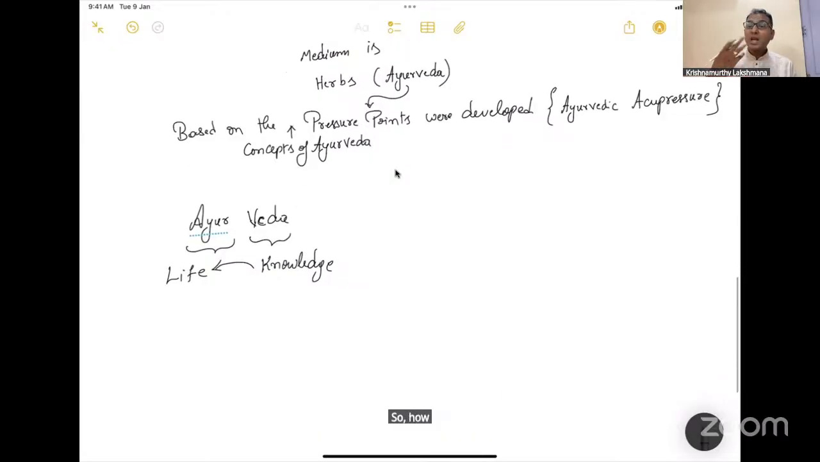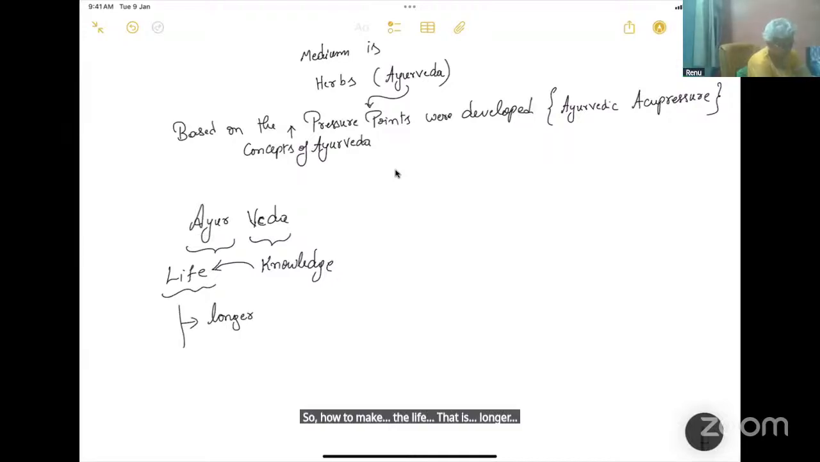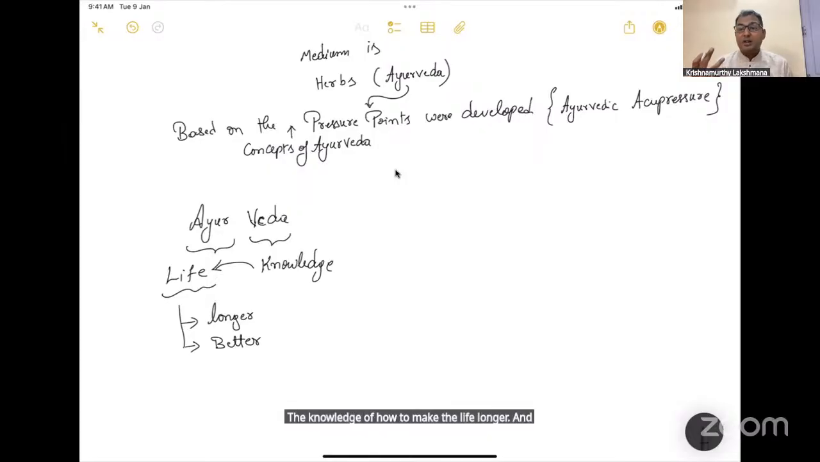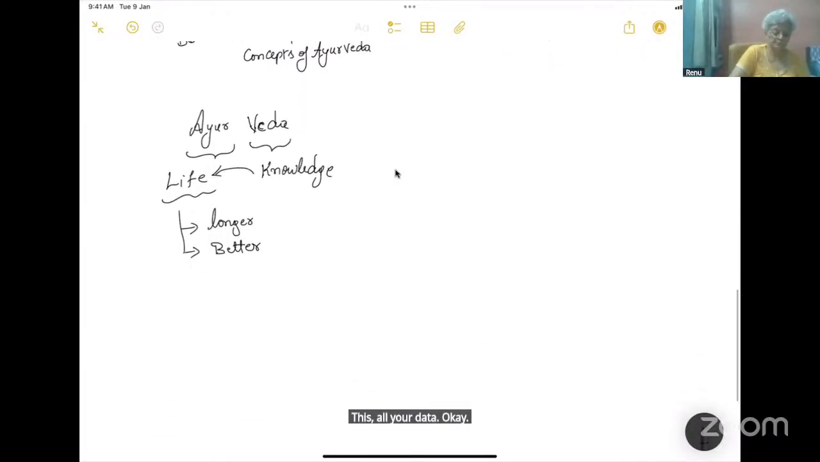So how to make the life longer and better. The knowledge of how to make the life longer and better is Ayurveda. Okay, clear?